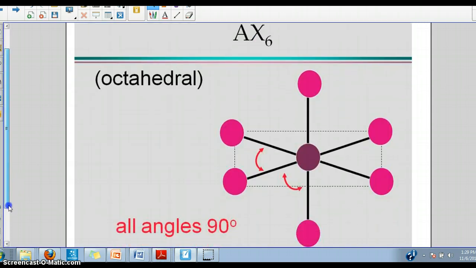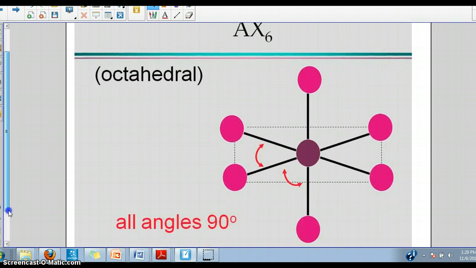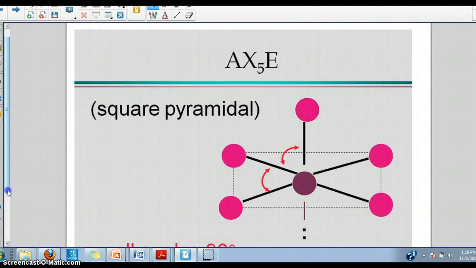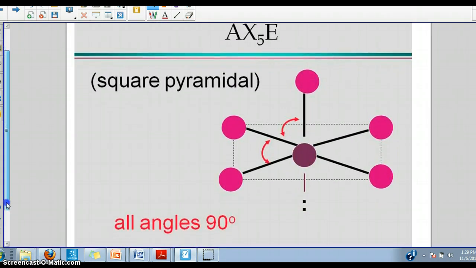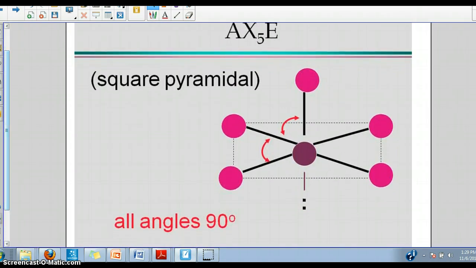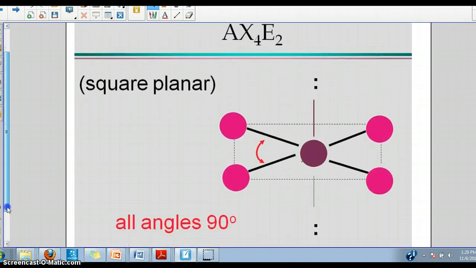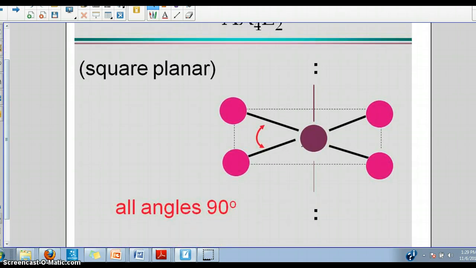All right, so here we have octahedral, our AX6. All of the bond angles are going to be 90 degrees. Here we have the AX5E, which is the square pyramidal. They'll all have 90-degree bond angles. And then here's our square planar, and they'll all again have 90-degree bond angles. Okay, so you see that the more constituents you have coming off the atom, the less the electron pairs are going to affect the bond angles. When you had very few pairs, as in the beginning examples, you see that it affected the bond angles much more.